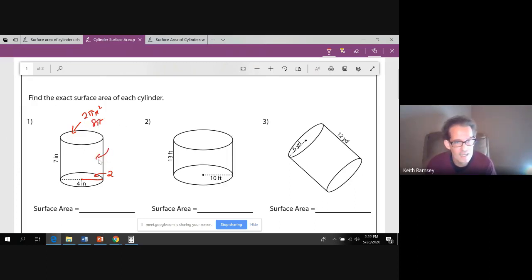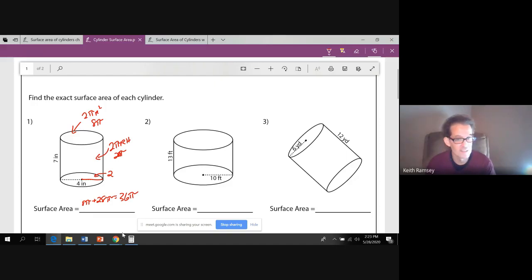And now for my lateral surface, my formula is 2 pi times the radius times the height. So my radius is 2, my height is 7. So 2 times 7 is 14, times 2 is 28 pi. Last step is just to add those together. So I have 8 pi plus 28 pi is going to equal 36 pi.